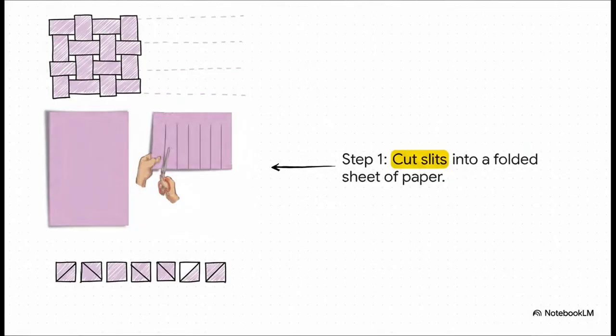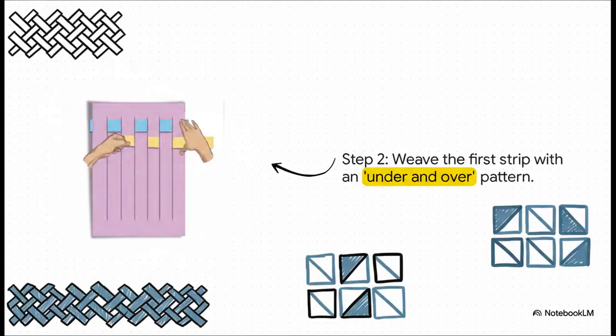So step one, you create the foundation. You do this by cutting a bunch of parallel slits into that base sheet of paper. This part is actually called the warp. Those are the fixed threads that everything else is going to get woven through. And then comes the main event, the core action. You take your first strip, which is called the weft, by the way, and you weave it through following that one simple command, one under, one over. And you just repeat that all the way to the end.